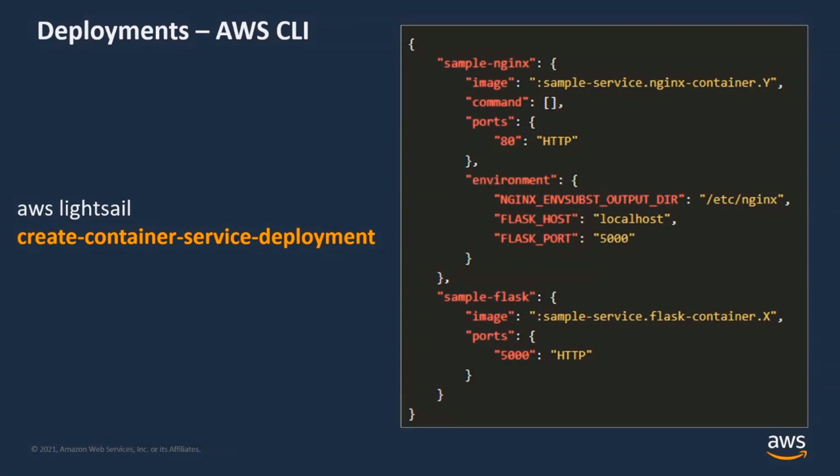And here's an example of a deployment configuration that includes multiple containers. In this case, there's an Nginx and Flask container, and it shows how configuration options like ports, environmental variables, and commands are specified in this JSON file.